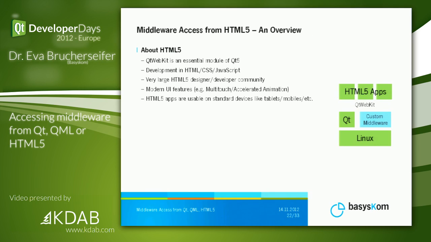The development model is, of course, HTML, CSS, and JavaScript. Everybody knows that, and you have a very large user base. There are lots of web designers who could possibly use this technology to implement a human-machine interface for you. And now you want to connect it to your libraries or your backends. How could you do that?